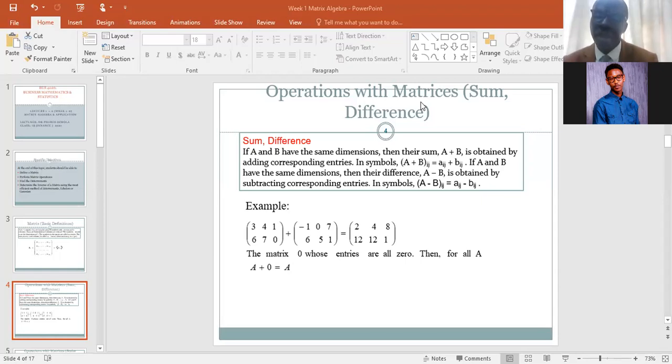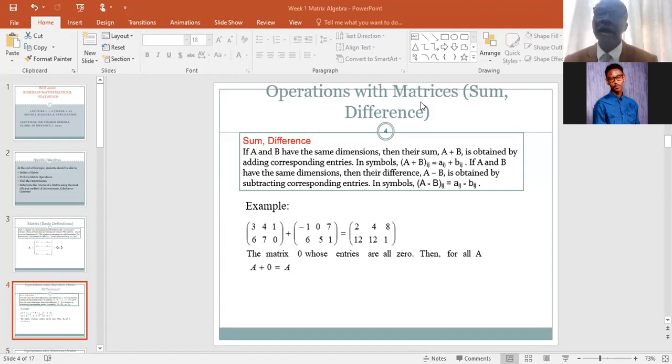Now, let me give you some explanation first. For a matrix to be an identity matrix, it must first be a square matrix, meaning that it's only square matrices that can be identity matrices. This is a special type, therefore, of square matrices.